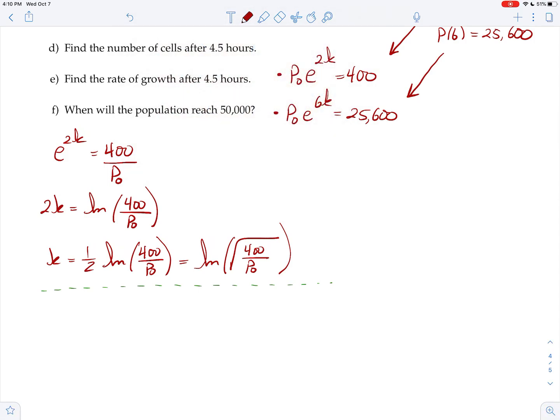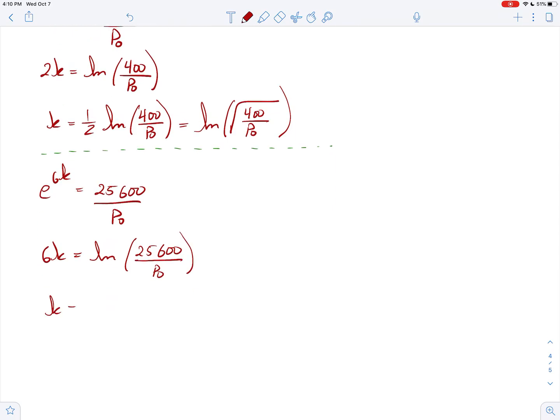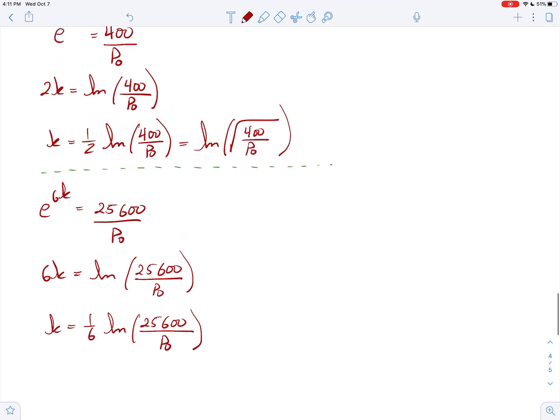So from the second data point, I can say e to the 6k is 25,600 divided by P naught. And so then I get what? 6k is the natural log of 25,600 over P naught. And so I get k is 1 over 6 natural log 25,600 over P naught. Okay, I've got two different expressions for k.